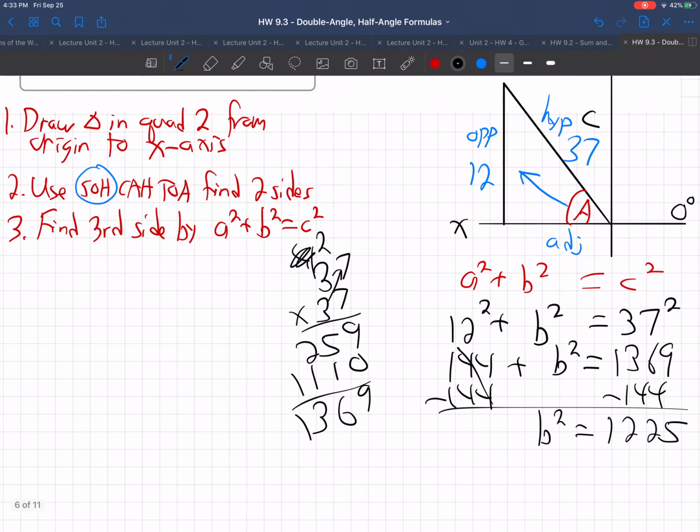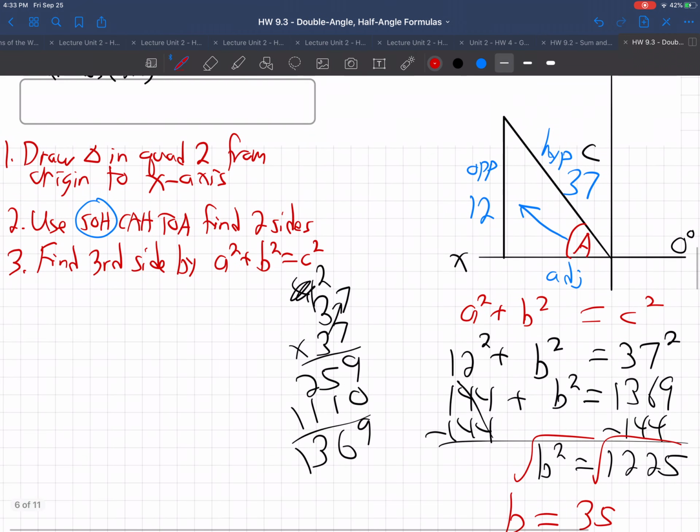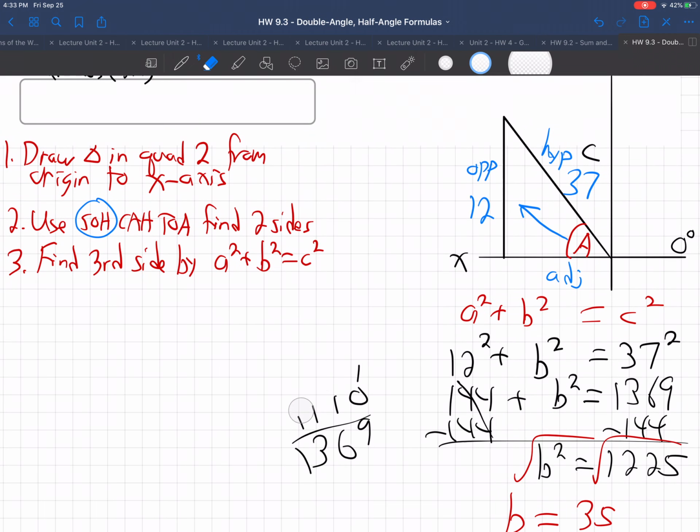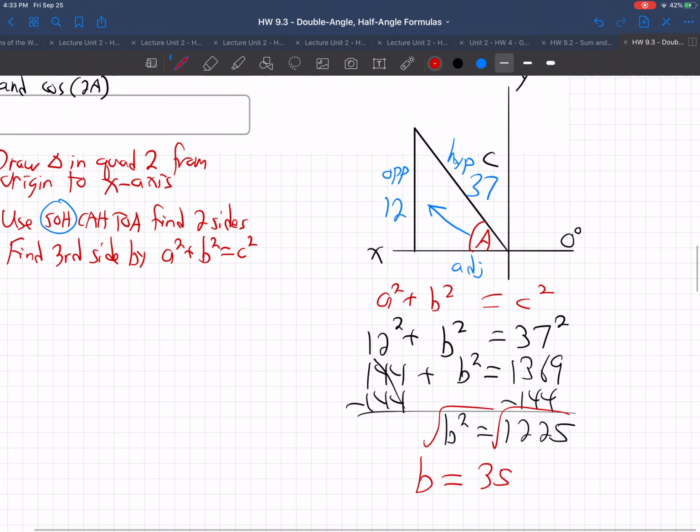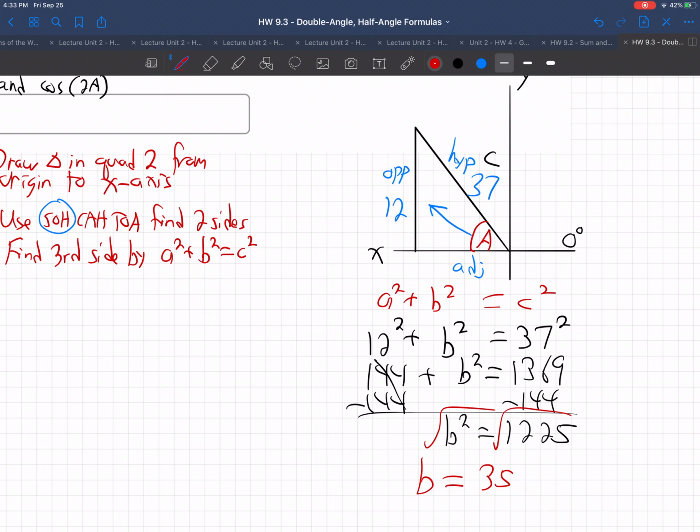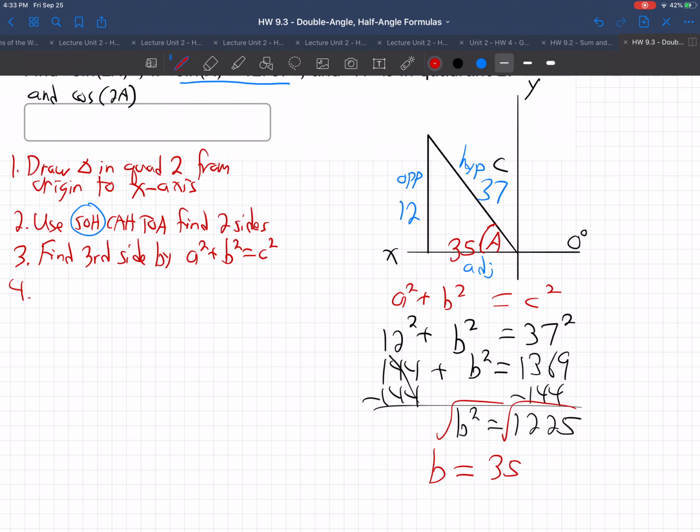Now this might be, yeah, I won't give you numbers quite this big on the real test because the square root of 1225 by hand, that's hard. It turns out it's 35. So I won't expect you to know numbers that big by hand. I'll give you smaller numbers on the exam than this because that's pretty hard. I used a calculator for it. Square root of 1225 is 35. So that means this other side here is 35, right? Okay. So now that's the other side. So now we've got all three sides in the triangle. Step 4.